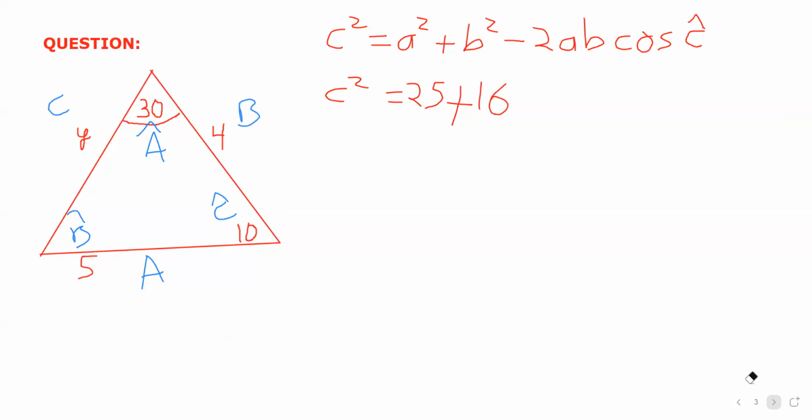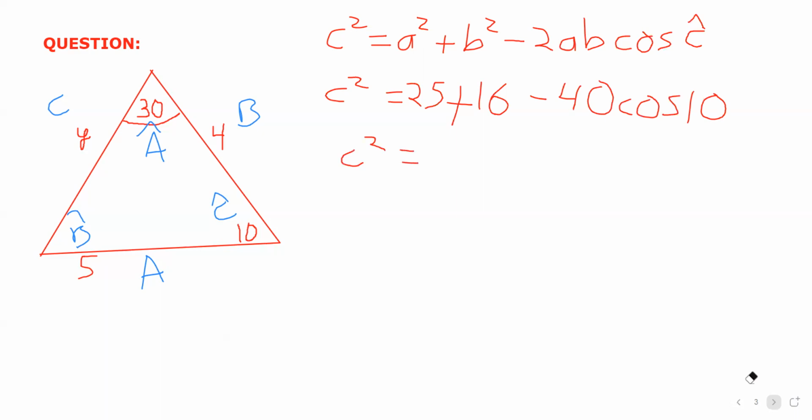Right? And minus 2AB. So 2 multiplied by A, which is 5, multiplied by B, which is 4. That's 40. So the minus 40 cos of the angle at C, which we just got, is 10. Alright, so we can simplify this more.